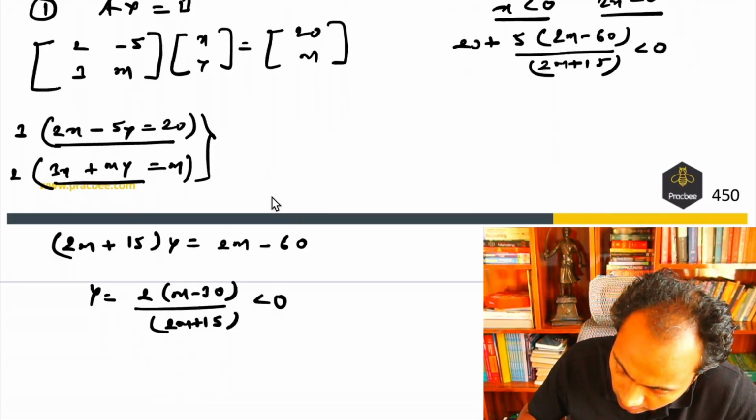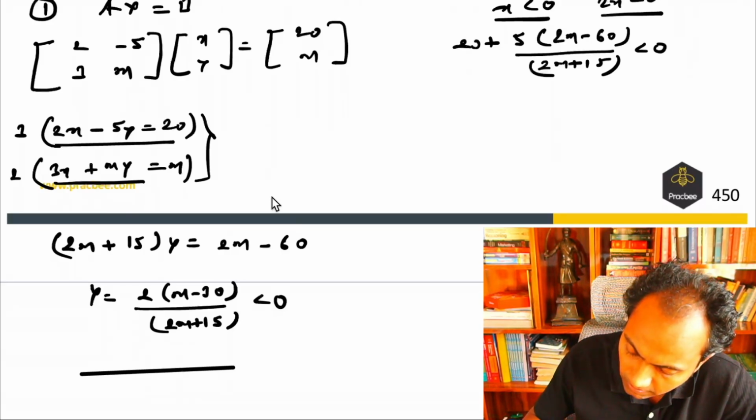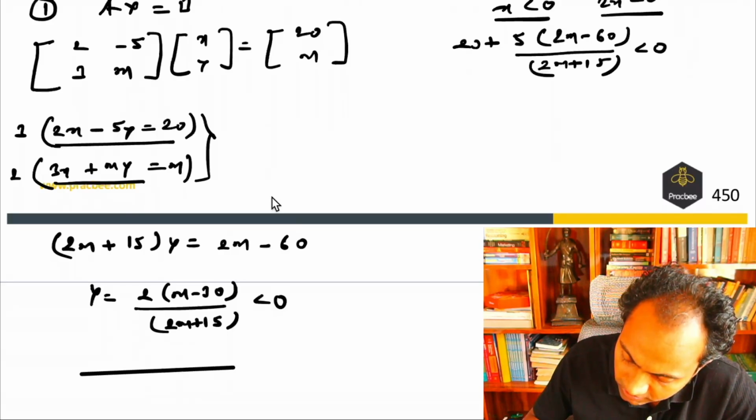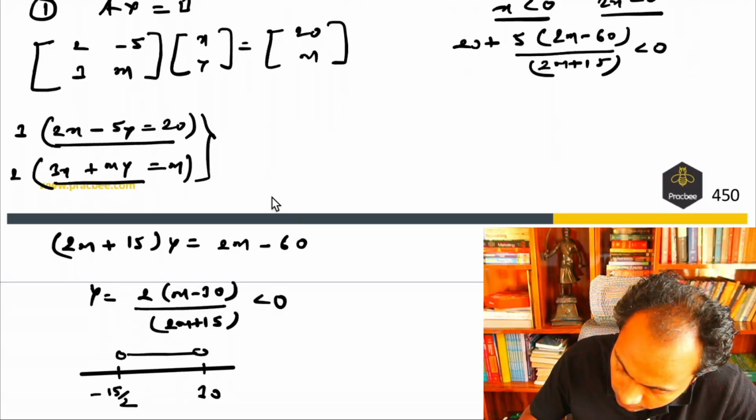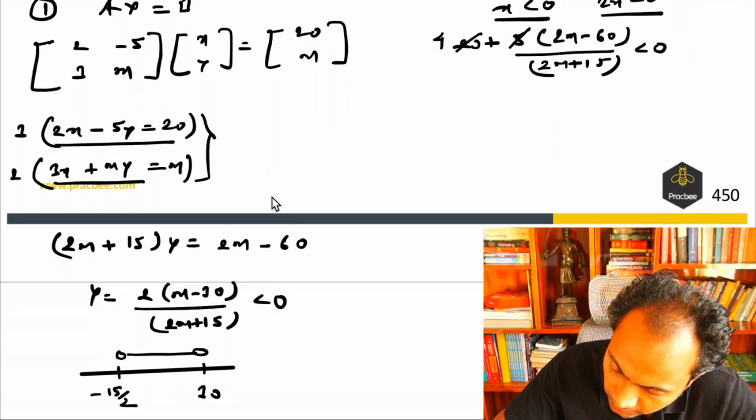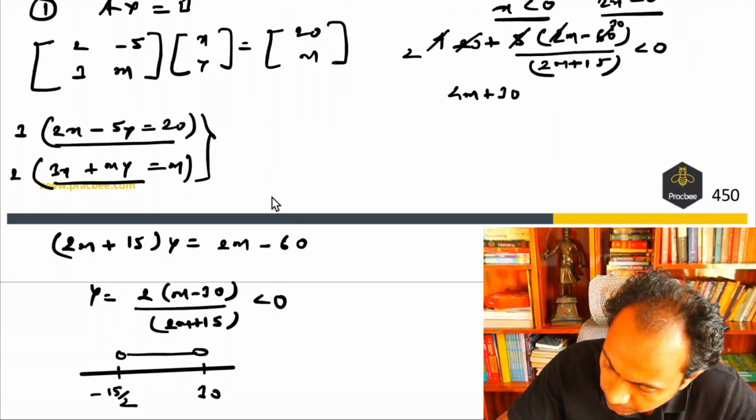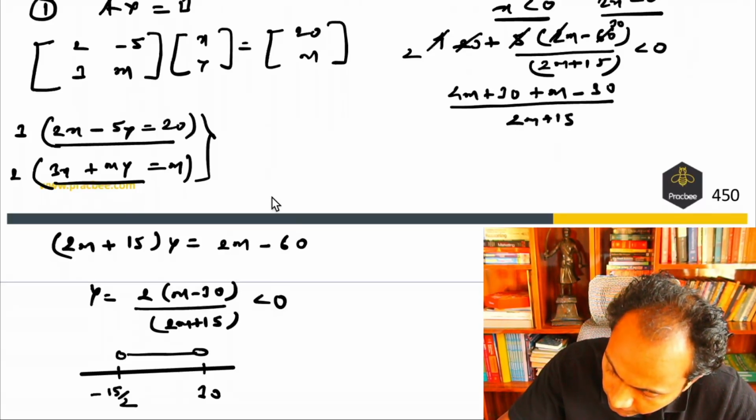From the first one, you can see that if this is smaller than 0, the answer will lie between minus 15 by 2 to 30. It will lie between these two values. And corresponding to the other one, if I simplify, 5 can be removed, this will become 4. 2 can still be removed, this will become 30. And if I take LCM, this is nothing but 4m plus 30 plus m minus 30 by 2m plus 15, this is smaller than 0.